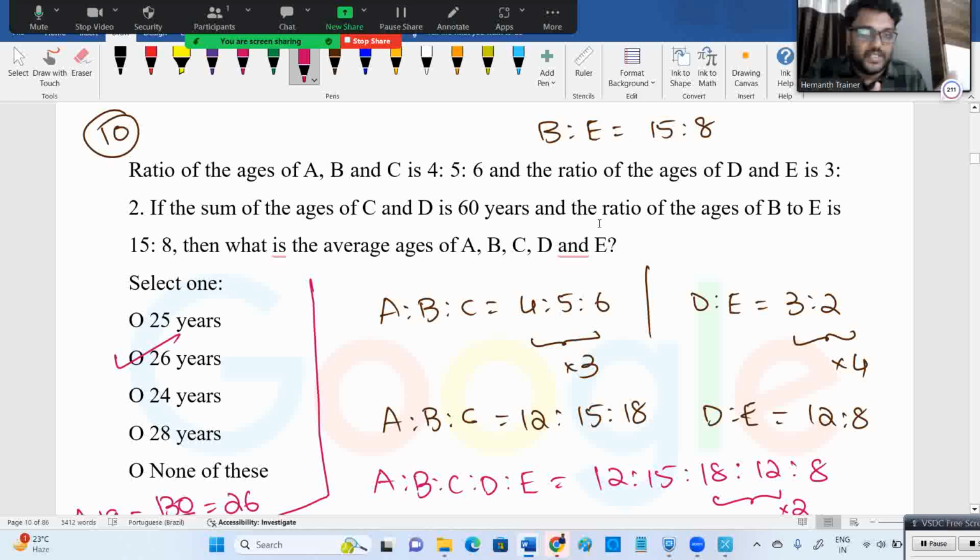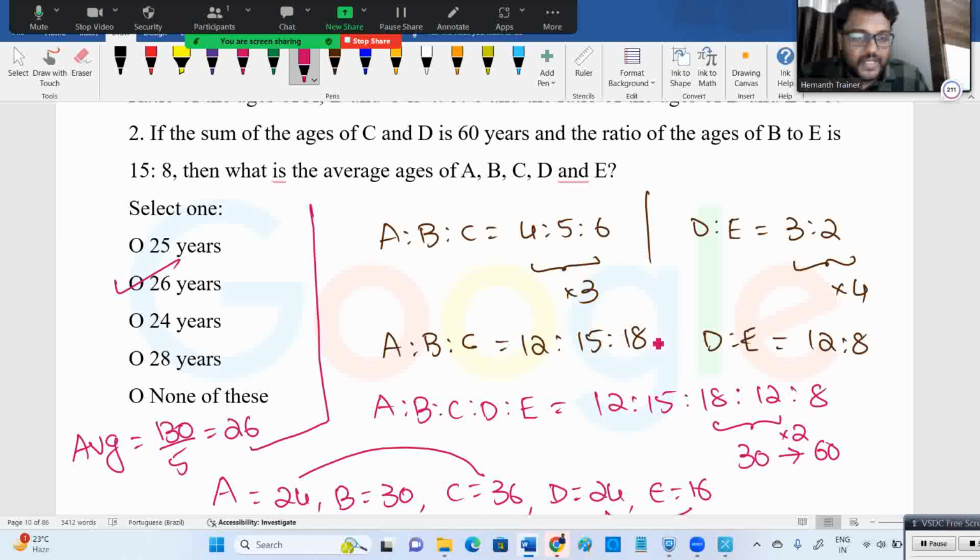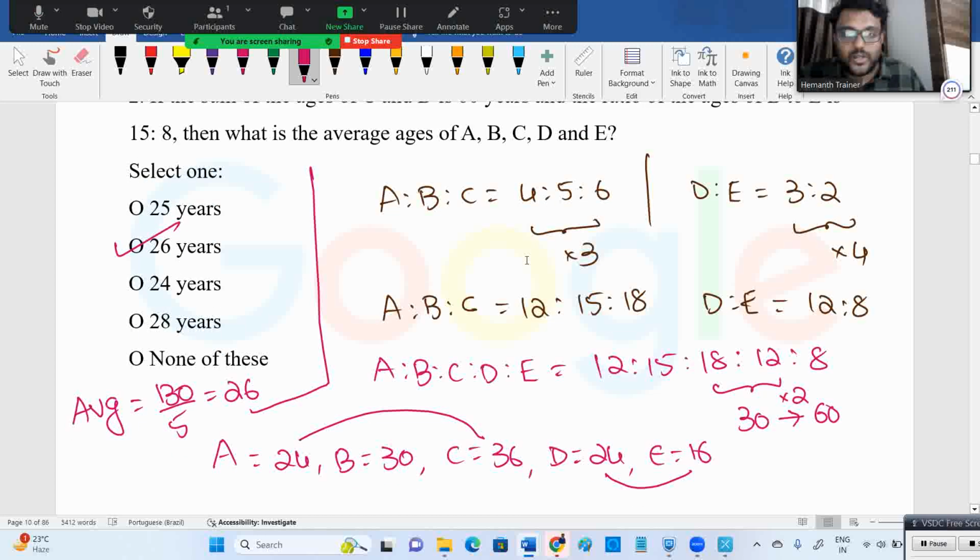A, B, C, D, E. To connect it, they given B. We maintain that B is 15, E is 8. Then we combined it and we got C and D combined is 30, they given us 60, means double. So everyone should be doubled. So when you double all, we got each value. They are asking average. Average is sum divided by number of. When you do that, hope you got 26 is the answer.